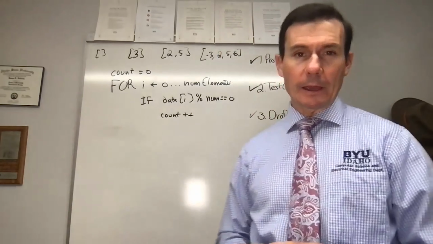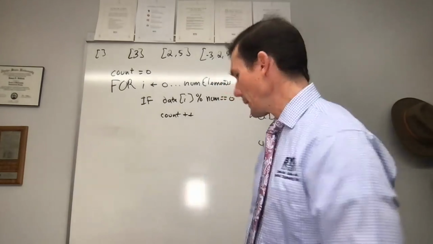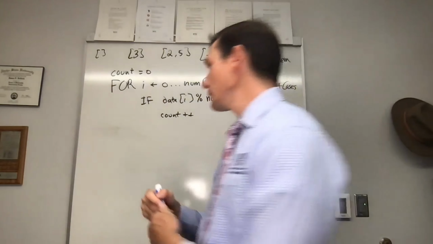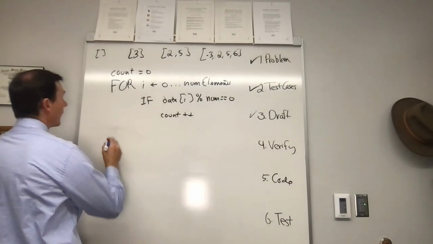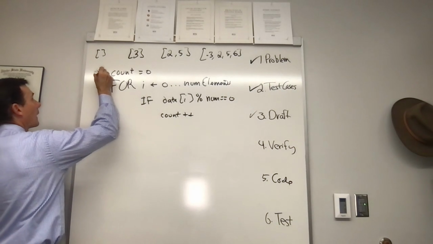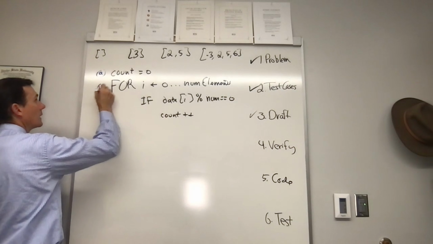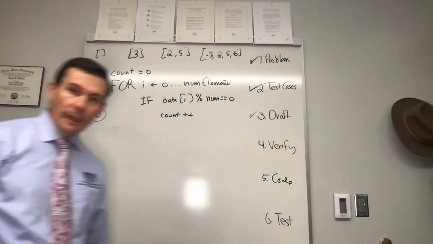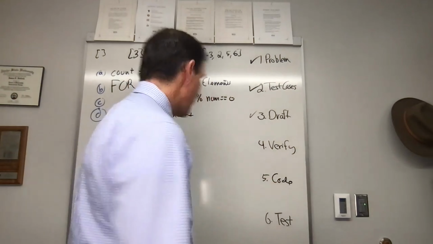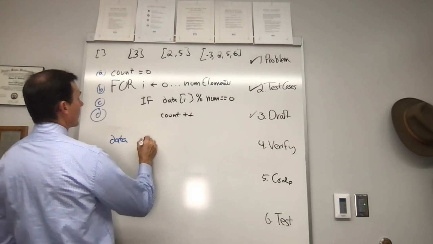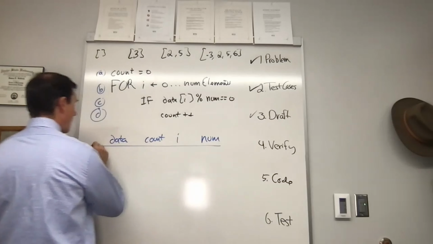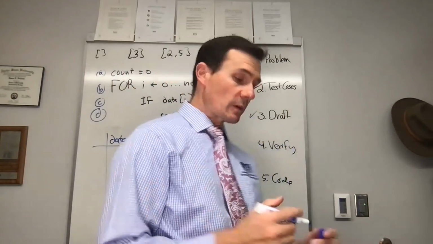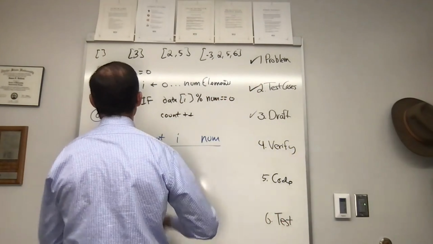Now I'm going to verify, and I'm going to verify by using program trace. Okay, so I'm going to do my first case where I have my empty collection here. So I'm going to say this is line A, B, C, and D. Okay. And then I'm going to need my variables here. Okay. I did forget my test cases to mention what number I'm looking for here.